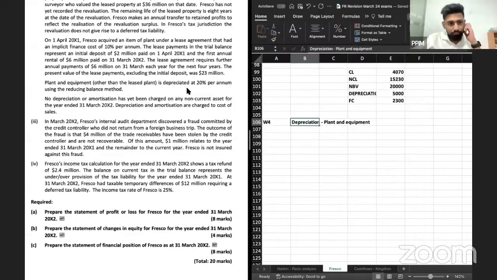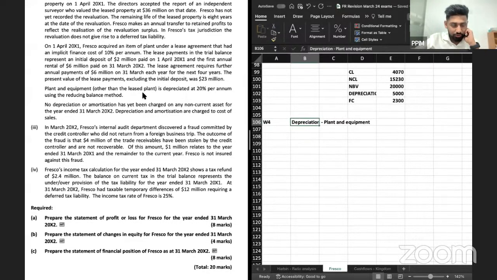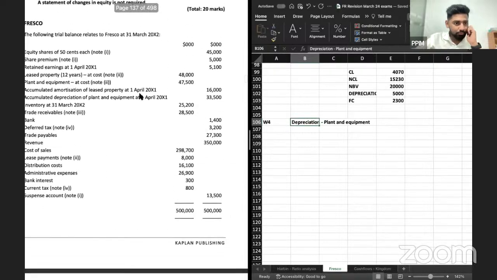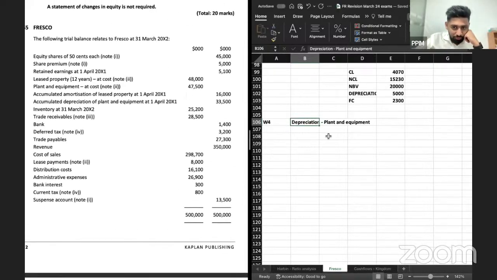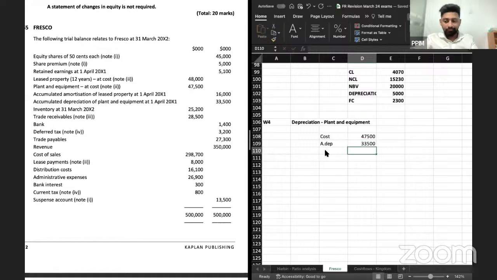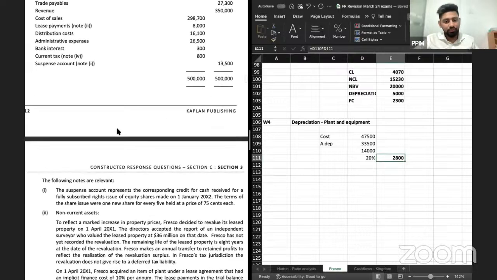Now, plant and equipment depreciation is at 20% per annum using the reducing balance method, other than the leased plant. Now, let's go back to plant and equipment. Cost is going to be 47,500. Accumulated depreciation will be 33,500. Therefore, this minus this, 14,000, into 20%, equals 2,800. That is my depreciation.